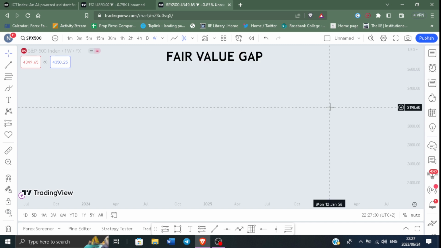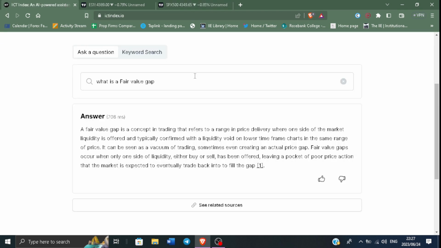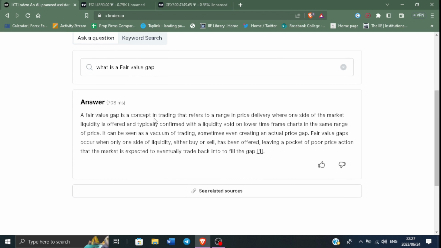A fair value gap is a three candle formation that happens in the market when the second candle, which is the middle candle, has been left unfilled. The ICT definition of a fair value gap is a concept in trading that refers to a range in price delivery where one side of the market liquidity is offered and typically confirmed with a liquidity void.